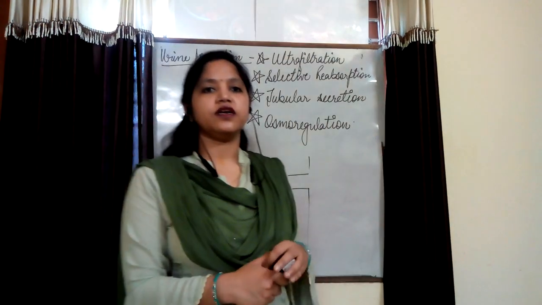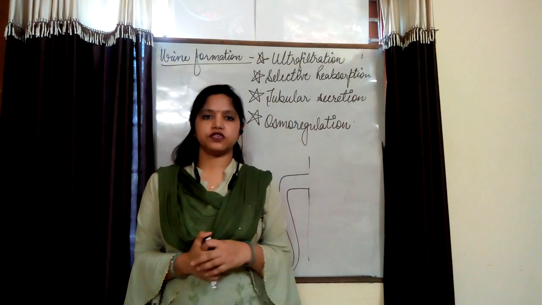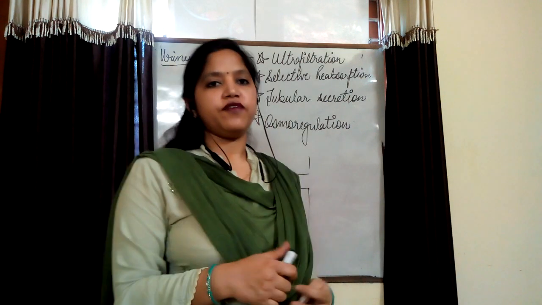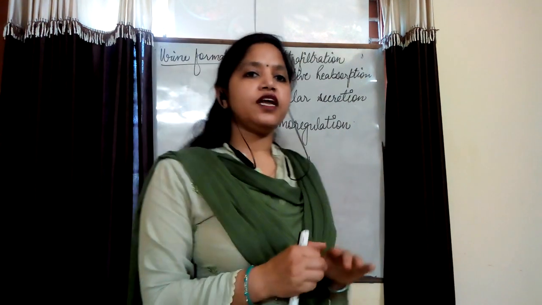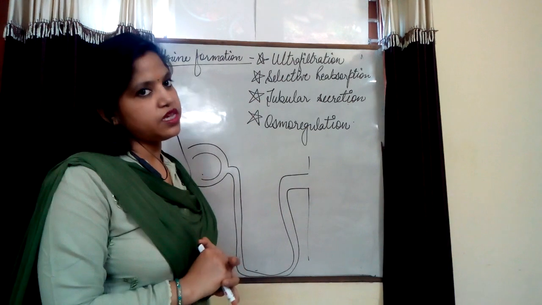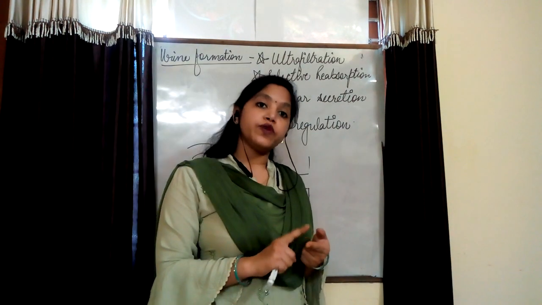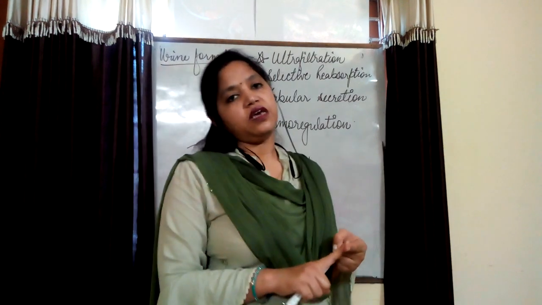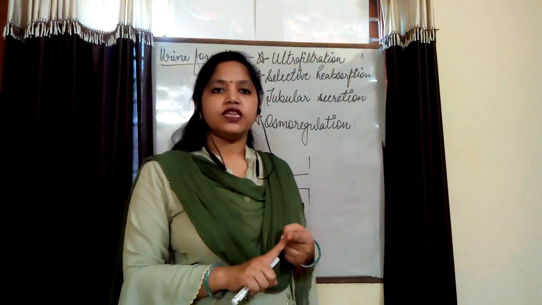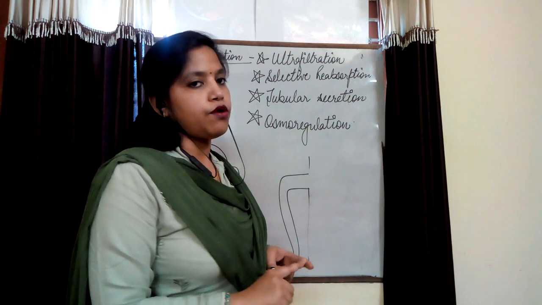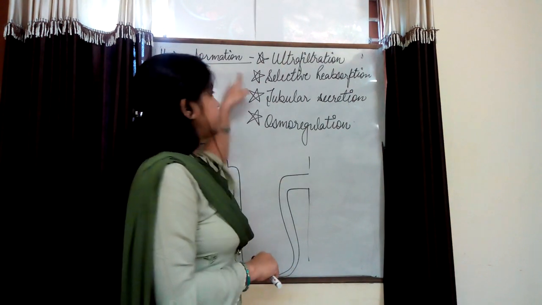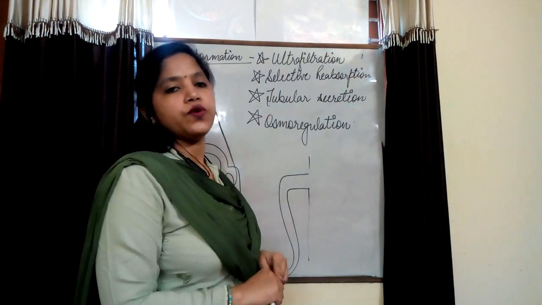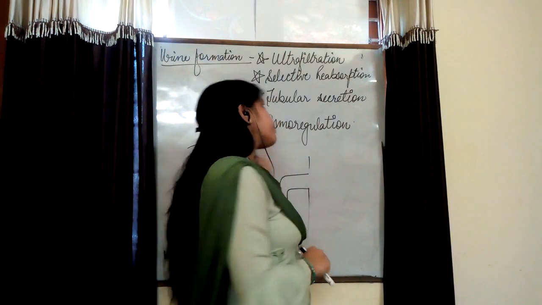We all have studied about the nephron, the unit of kidney, structure of nephron, right? So in the nephron, the urine formation takes place. And nephrons, millions of nephrons, I told you so many times, are present in the kidneys. So in the kidney or in the nephron, the formation of urine takes place. How?